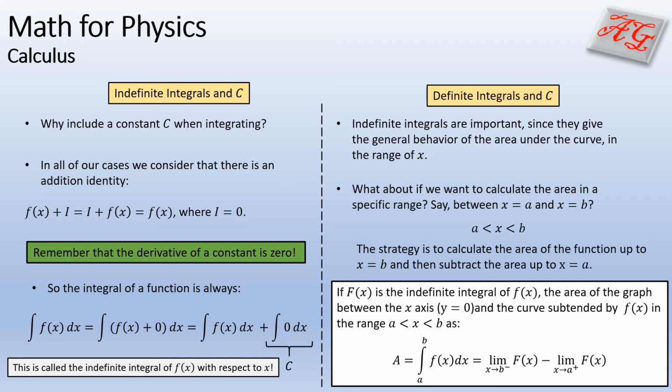So if capital F of x is the integral of f of x, then the area between the x-axis and the curve subtended by f of x is given by the limit as x approaches b from the left of capital F of x, minus the limit as x approaches a from the right of capital F of x. Remember that f of x must be continuous in this range for the definition to make sense.